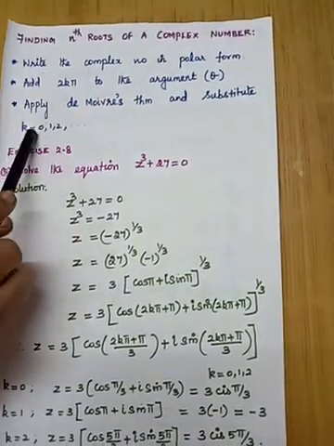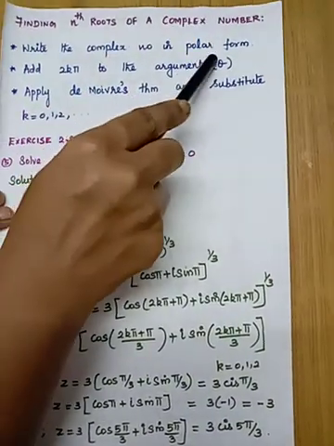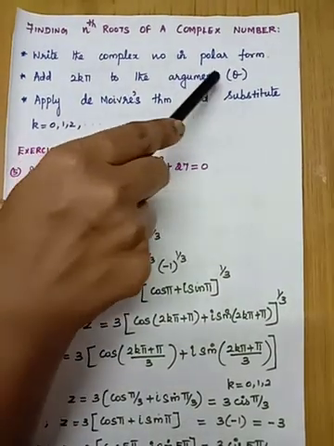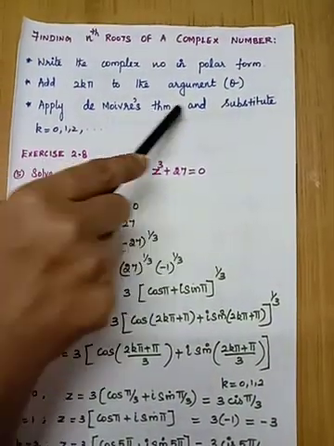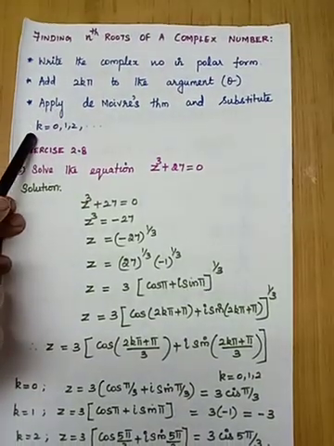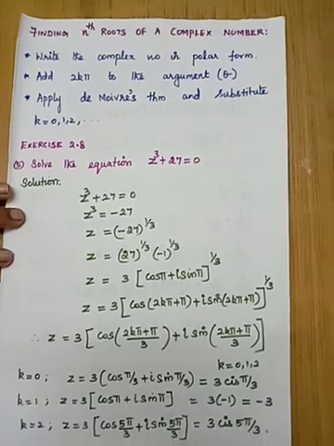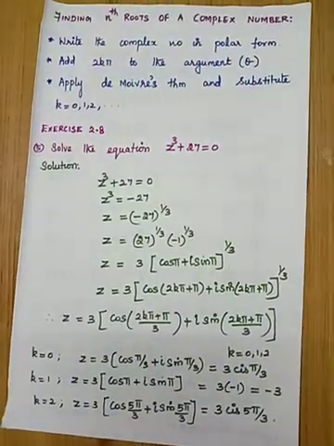So finding nth roots of a complex number, or finding all the values of the complex number, you have to follow the 3 steps. The first step is write the complex number in polar form. Then add 2k pi to the argument theta. Then you have to apply De Moivre's theorem and substitute k values starting from 0, 1, 2, etc., up to n minus 1.